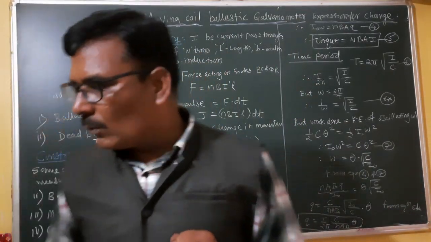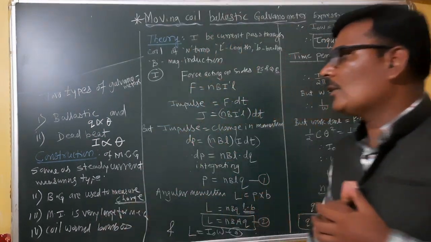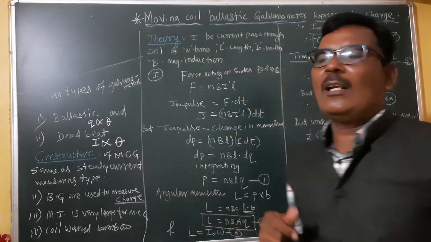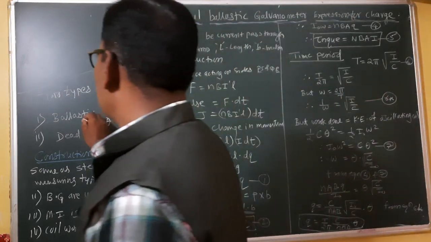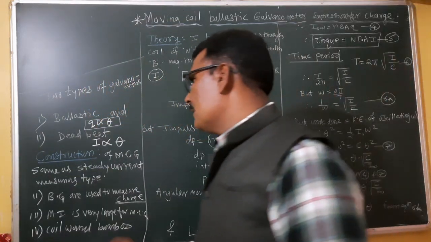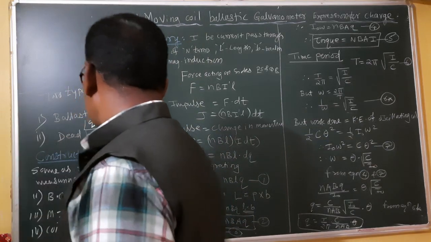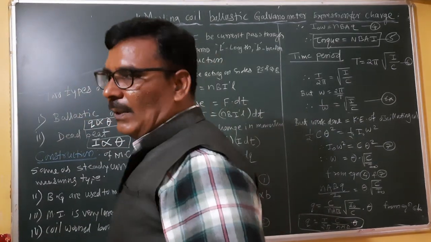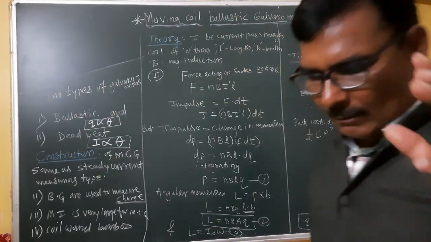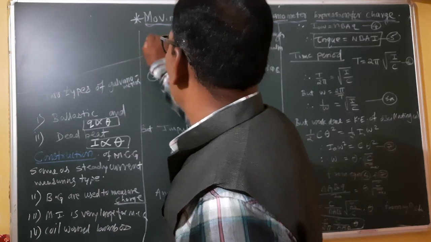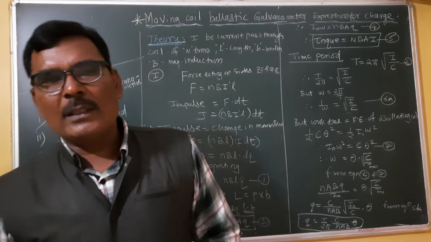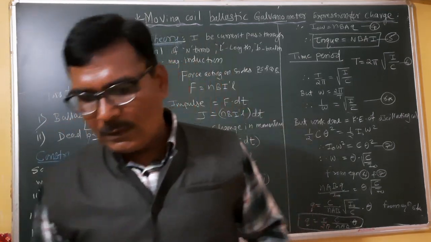First, we discuss the construction of the ballistic galvanometer. There are two types of galvanometer: the ballistic galvanometer, in which Q is directly proportional to theta, and the deadbeat galvanometer, in which I is directly proportional to theta. We will explain the construction of the ballistic galvanometer, abbreviated BG, then its theory, and after that the expression for the charge in the ballistic galvanometer. These are the points we are going to discuss in this lecture.